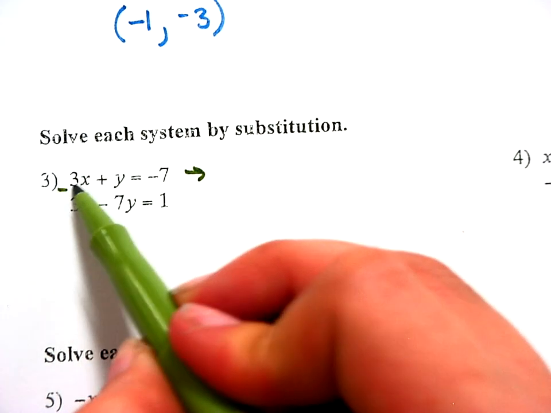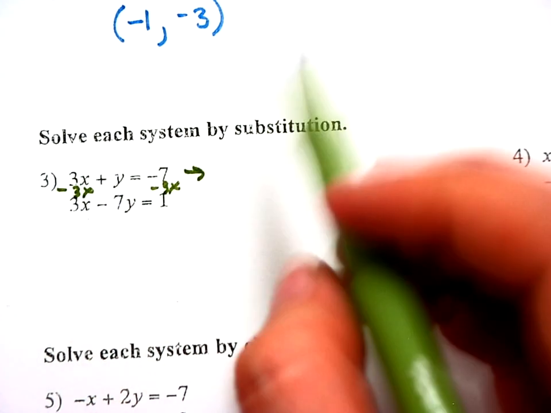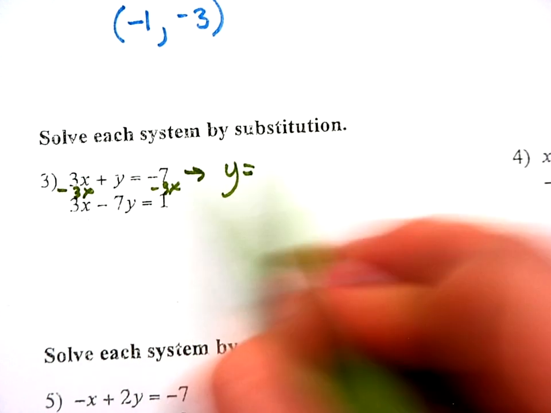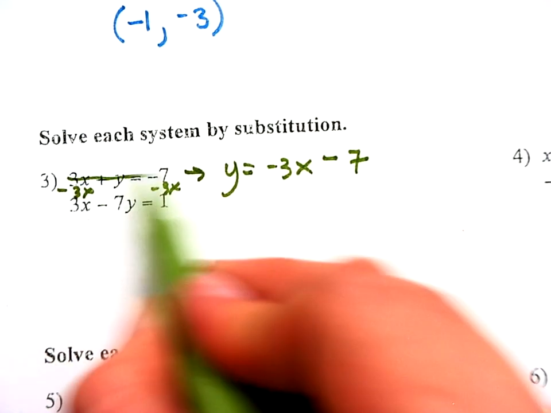So I'm just going to subtract 3x from both sides of the equation. So this first equation now I'm going to write as y equals negative 3x minus 7. So I just rewrote that one. So I'm just going to cross it out. We don't need that anymore.